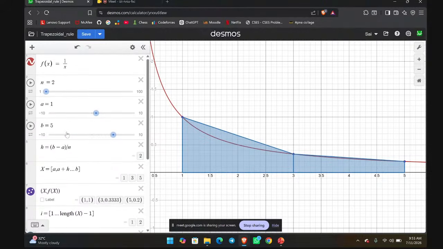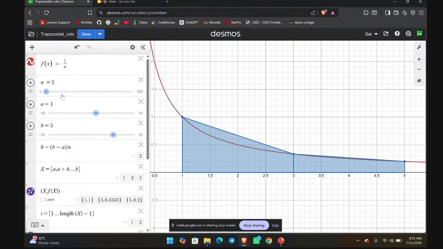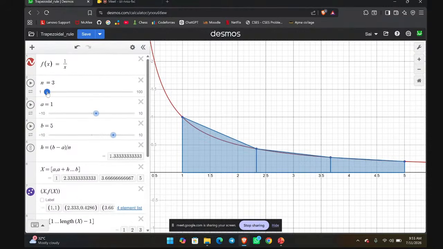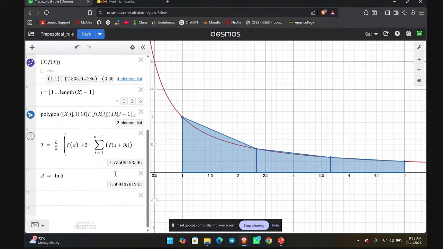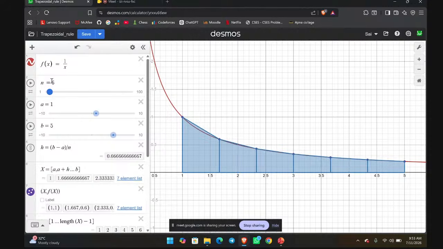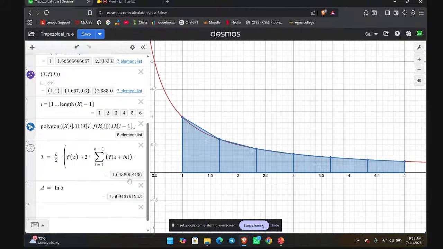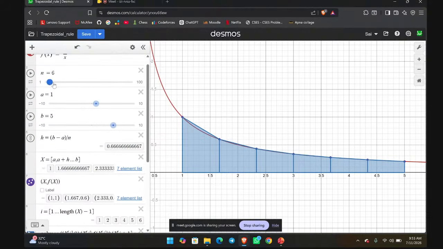We divided the interval into two subparts, 1 to 3 and 3 to 5, and we added the area of these two trapeziums. So we'll get 1.86. As you can see, first we got 2.4, now we got 1.86. We are getting closer and closer to ln 5. As we increase the number of trapeziums, we can see we are getting closer to the solution. So n is equal to 6, the question we solved, we'll get 1.636436.